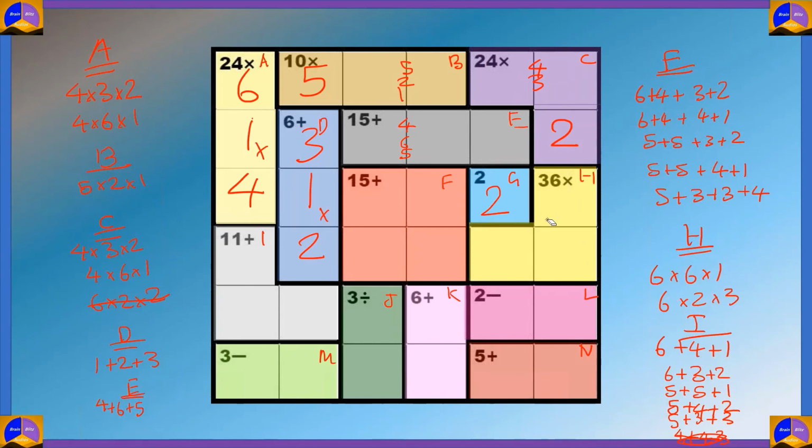The remaining numbers for this row are 3, 5, and 6. Now in cage H, we can't use the option 6 times 2 times 3 because 2 can't come in any of the cells in that cage. So we'll be using the option 6 times 6 times 1. 6 will be over here, and 1 over here. Remaining numbers are 5 and 3.